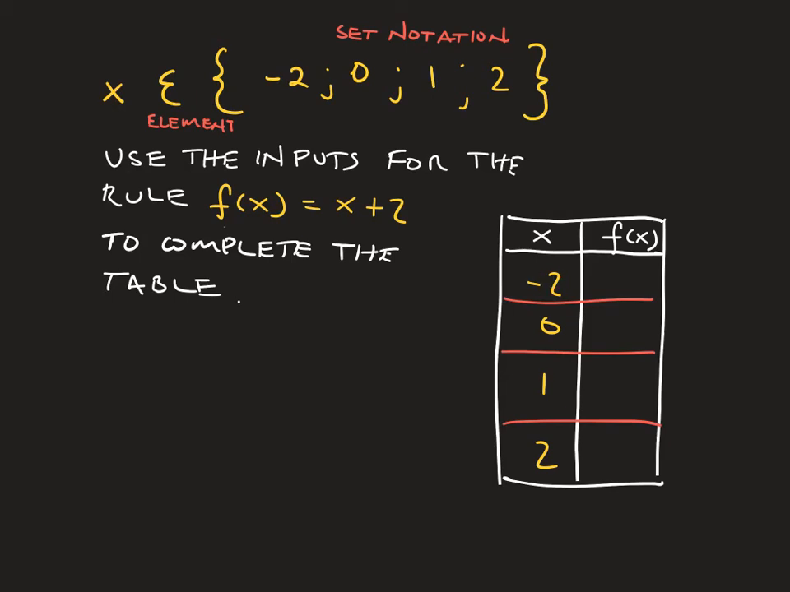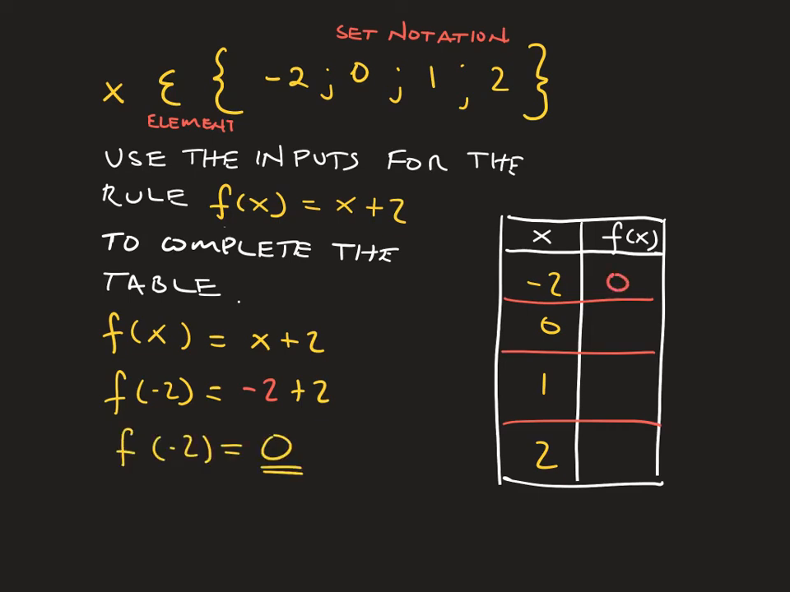We must use these inputs for x to create outputs here. And to do that, we're going to need to use the function rule. So the function rule tells us that f of x is equal to x plus 2. So what we have to do to get the first value is insert the -2 for the value of x, and we insert it where x used to be. As we do this and calculate this, we're going to determine that the value of f of -2 is going to be 0. And we're going to input that number into the output section of our table.